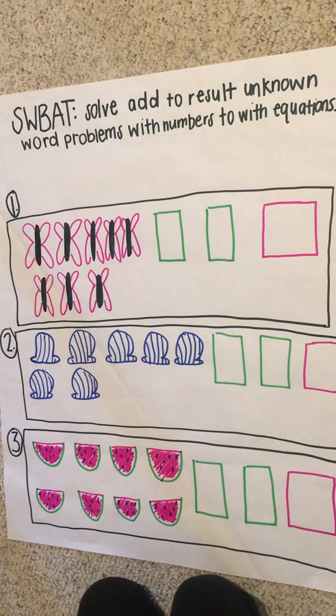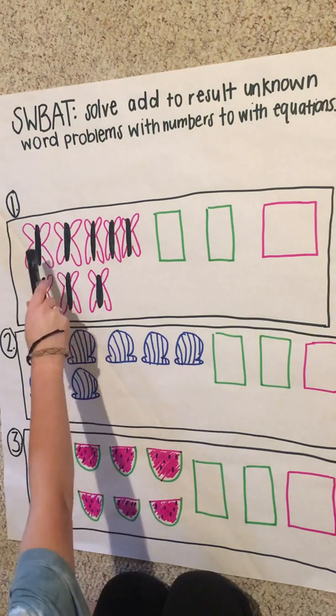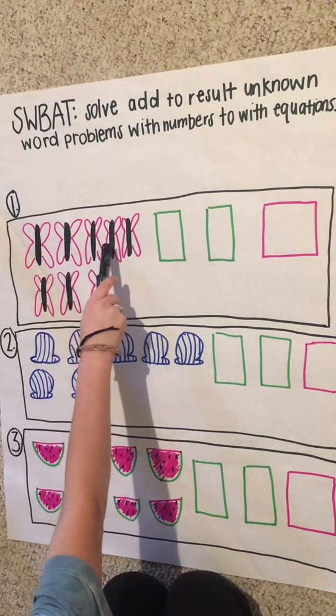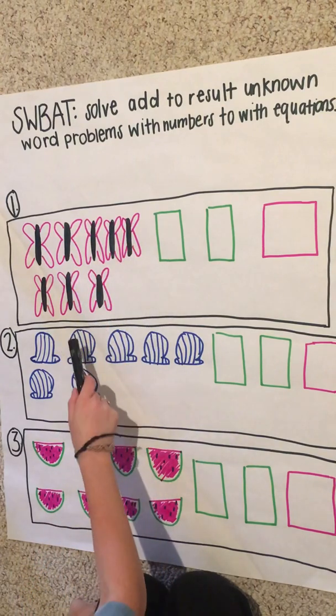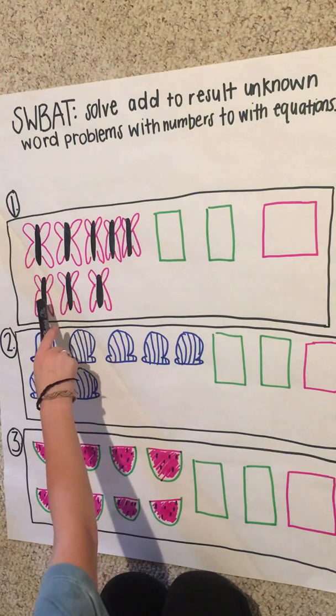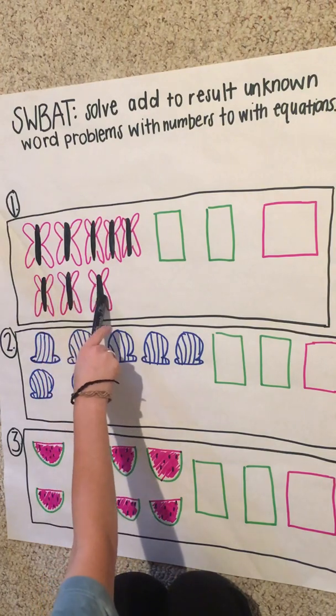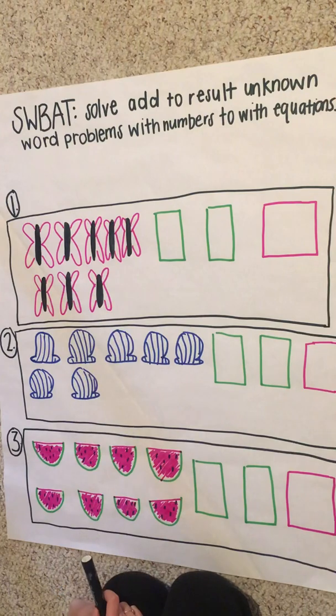There's how many butterflies in our top row? Let's count. Ready? 1, 2, 3, 4, 5. 5. And how many butterflies are on the bottom row? Let's count. 1, 2, 3. 3 on the bottom row. Now let's fill out our equation to match our picture.